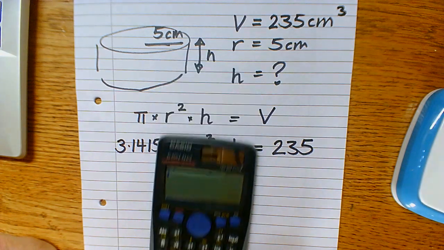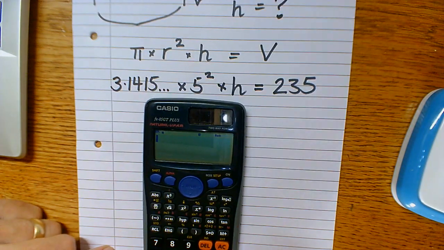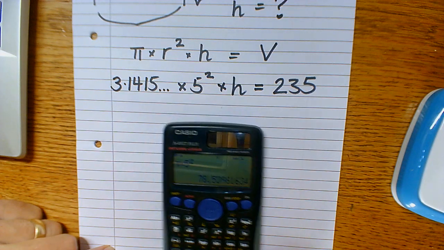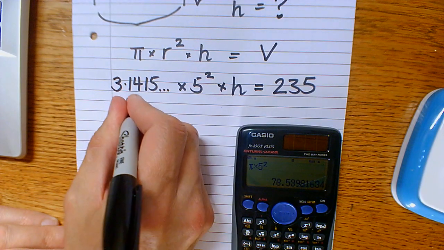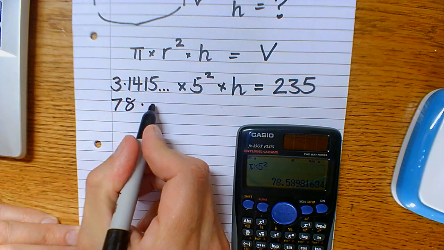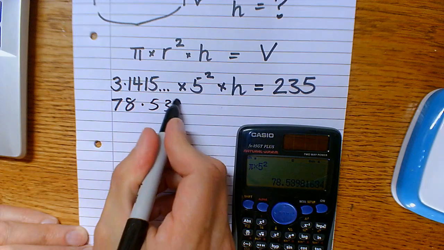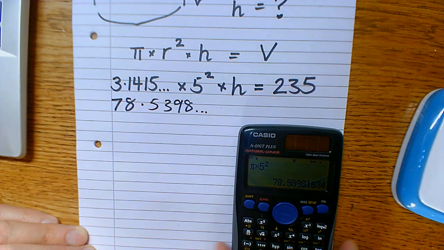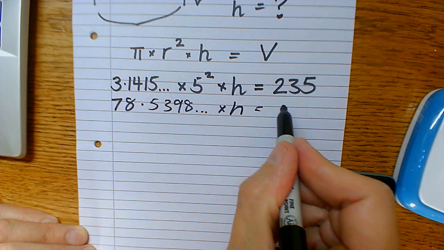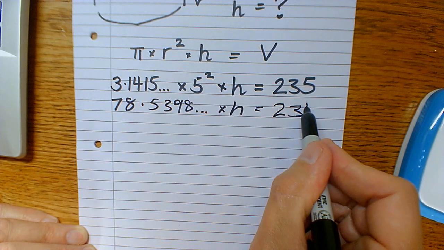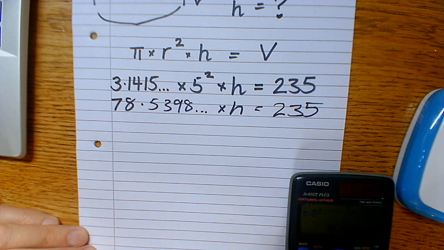So, using the calculator here, use the value of pi that's in the calculator, it's more accurate, times 5 squared is that, which is that number. I'm not going to write all that number down, but I'm taking care to leave that number in the calculator because I want to use the most accurate version possible. 78.5398, I'm just going to put dots. That number times the height makes 235.